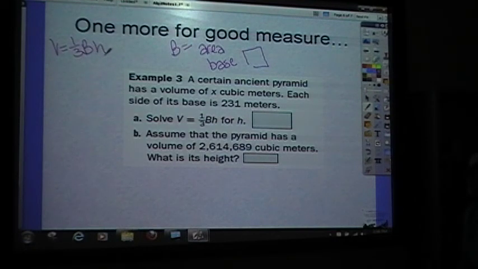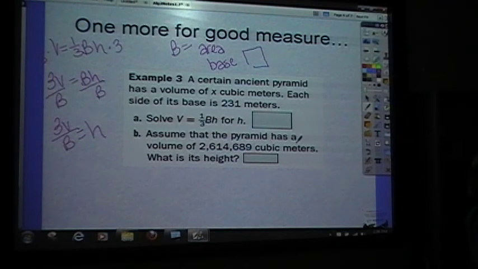We're trying to get height by itself. Okay, so I want to get height by itself. So do I divide by 1/3? You can, but that's not how we usually do it. We usually say we're going to multiply by 3 to get rid of the 1/3. So now I have 3V equals big B times H. Get H by itself, divide by big B, divide by big B. 3V over big B equals H.